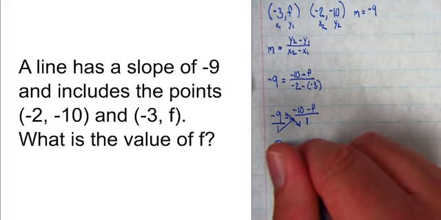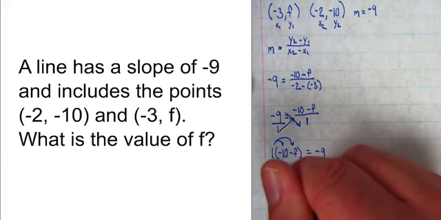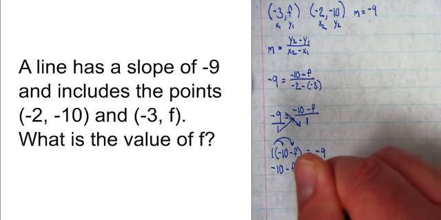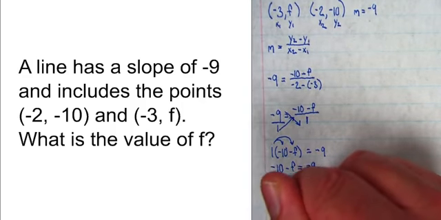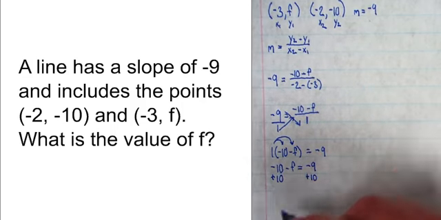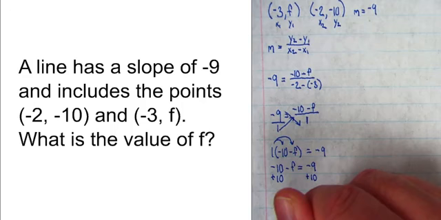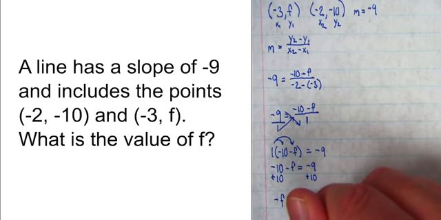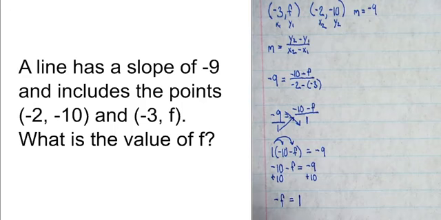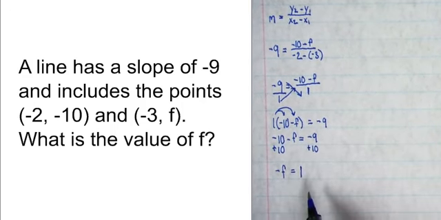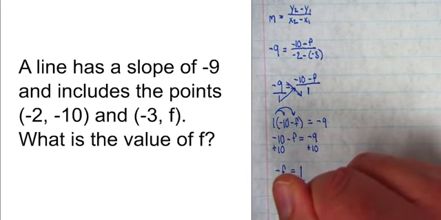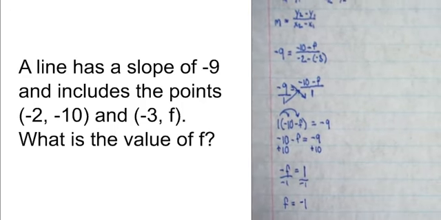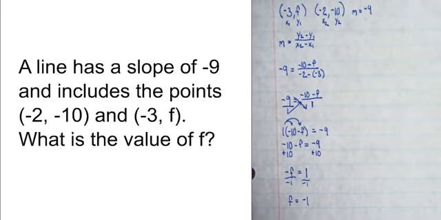Now I can distribute this 1, which is going to be trivial, it doesn't change anything. And I find that -10 minus f equals -9. I add 10 to both sides. This is just solving equations. And I find that -f is going to be equal to 1. So that -f, that's the same as saying -1 times f. So if I divide both sides by -1, I find that f equals -1. And I have found my missing coordinate.